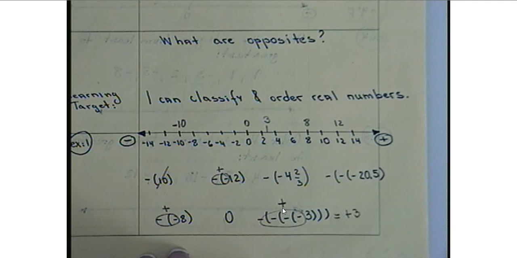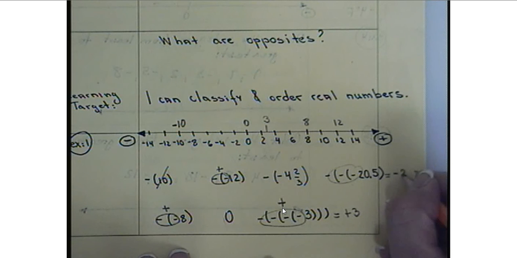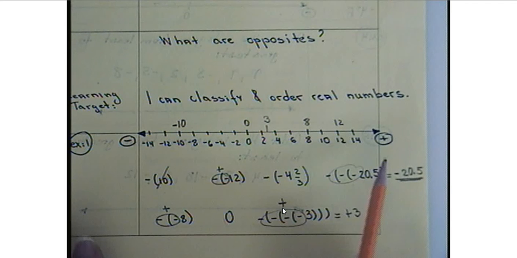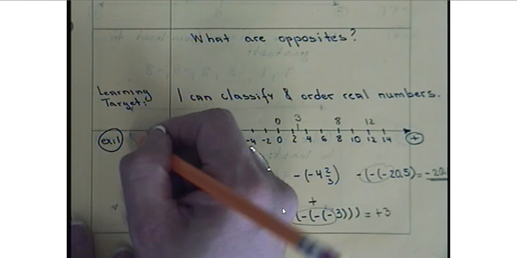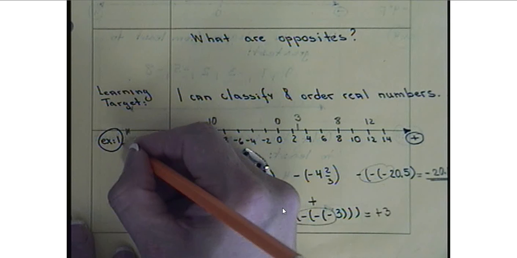Next, I want you to look at this one. Negative of negative of negative 20.5. Alright, so let's think about the rule of negative signs. How many negatives do we have? We have 3 negatives. 3 negatives makes an odd number of negative signs, which means this will be equal to negative 20.5. If you go back to the number line, it's going to be far away somewhere here. So I will probably just put one mark over here and we'll say negative 20.5 approximately.